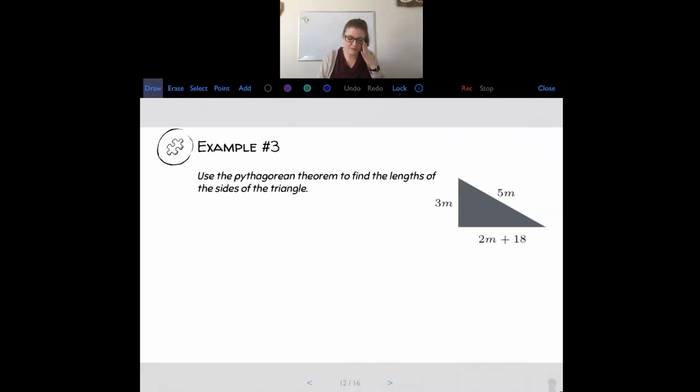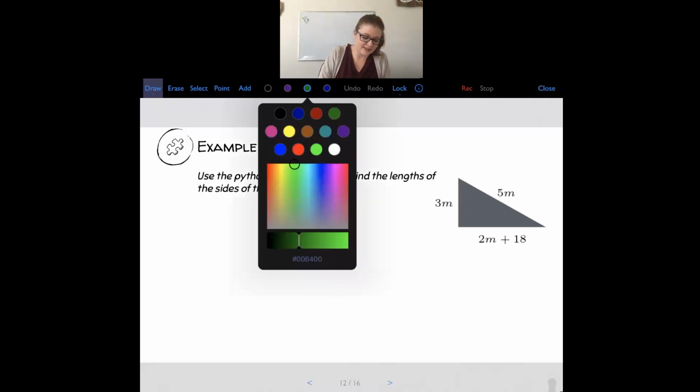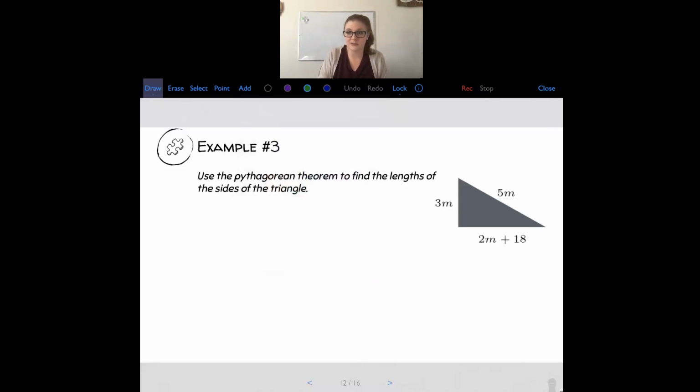The last example we'll go over is using a triangle. We'll use the Pythagorean theorem to find the lengths of the sides of the triangle. The Pythagorean theorem says the leg squared plus the leg squared is equal to the hypotenuse squared, or if these are a, b, c, a squared plus b squared is equal to c squared. So what we'll do is square each of the legs and set that equal to the hypotenuse squared. Since we're squaring things, we're going to end up with a quadratic, and then we'll be able to solve for m.